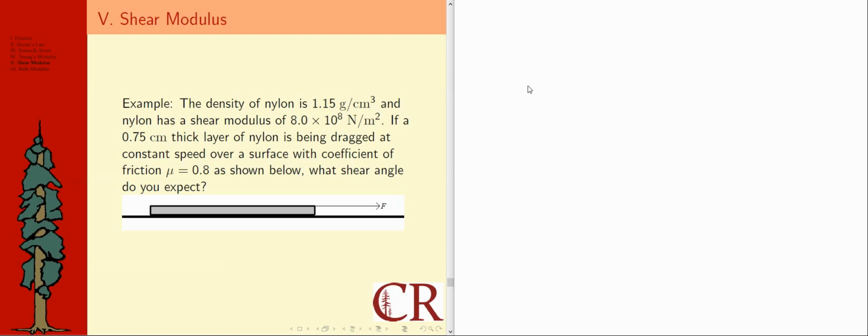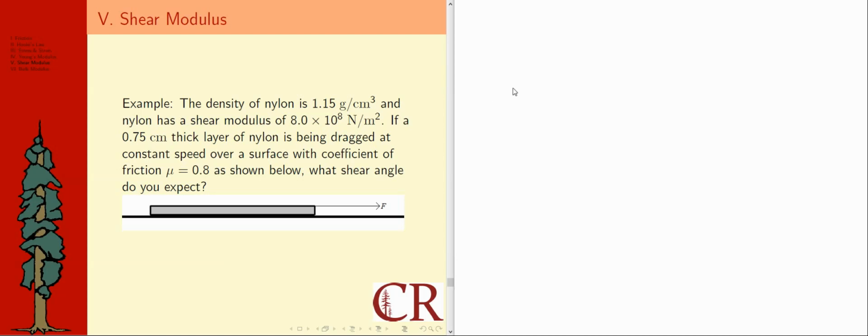I hope everyone's ready for a wild ride here, because this problem's got some twists and turns in it. It says the density of nylon is 1.15 grams per centimeter cubed, and nylon has a shear modulus of 8 times 10 to the 8 newtons per meter squared.